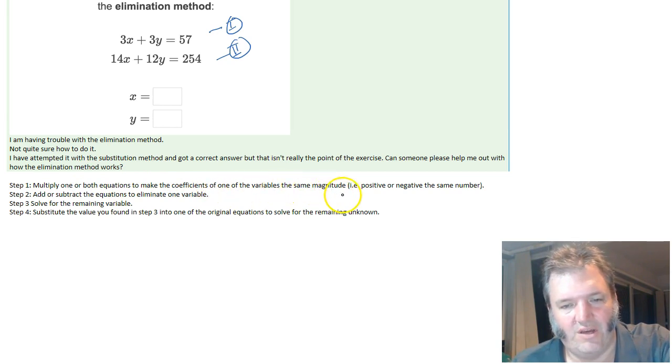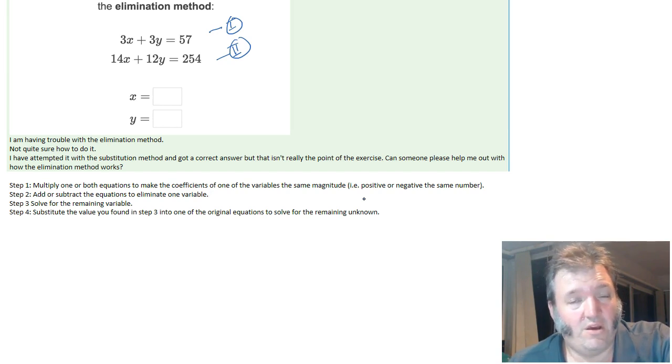same magnitude. What I mean by the magnitude is that it could be positive or negative the same number. So if it was 47, one could be 47, the other would be negative 47. They could both be positive 47, they could both be negative 47. Any of those would be fine as long as they're the same. In this case, they're not going to be 47.